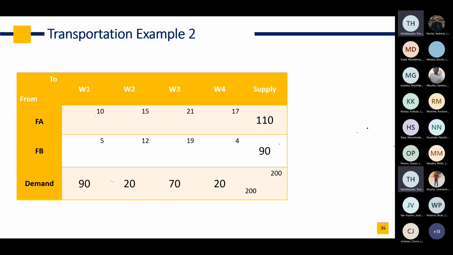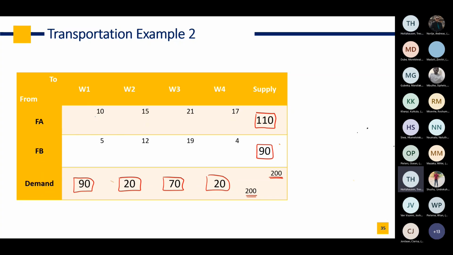Now, the first thing we have to do is make sure that the supply meets the demand. If the supply does not meet the demand, you're not finished making up your table. In this case, supply is 110 plus 90, that gives us 200. And the demand is 90 plus 20 plus 70 plus 20, and that gives us 200. So we're okay on that front, which means we don't need any additional rows or columns. We'll discuss that next week. If the supply does not meet the demand, you have to tweak your table.